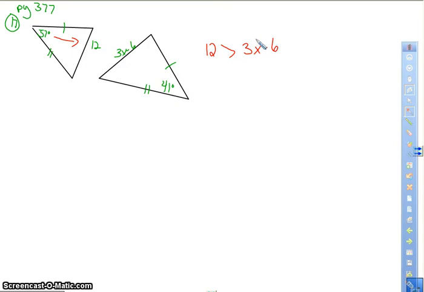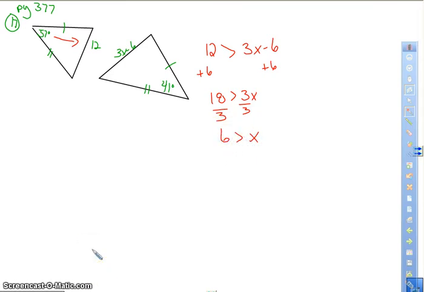Let me make sure I wrote that down right now that I'm looking at it. Can't tell if that's a subtraction sign. Yes, it is. So I'm going to solve my inequality. I'm going to add 6, and I get 18 is greater than 3x. I'm going to divide by 3, and I have x is less than 6.